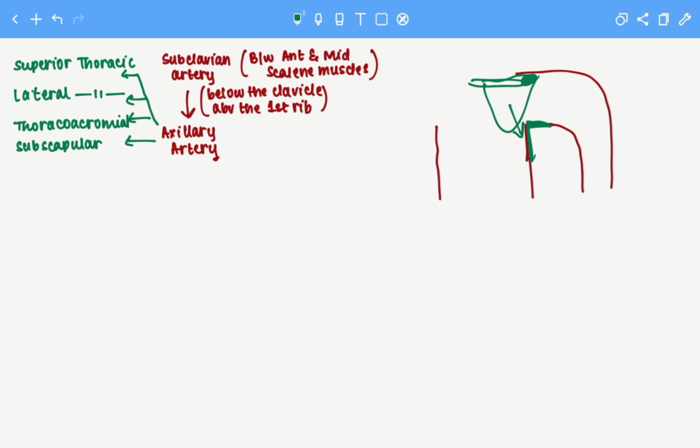And then finally, we are done with 4. And the final 2 are the anterior and posterior circumflex artery. So, the anterior circumflex artery. Then we have the posterior circumflex artery. So these were the branches of the axillary artery.